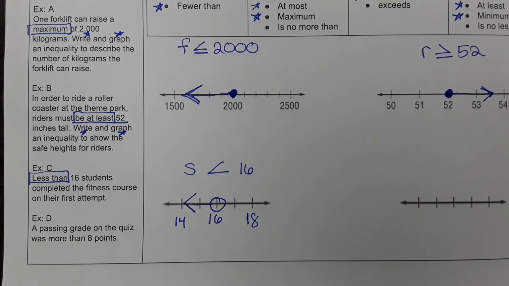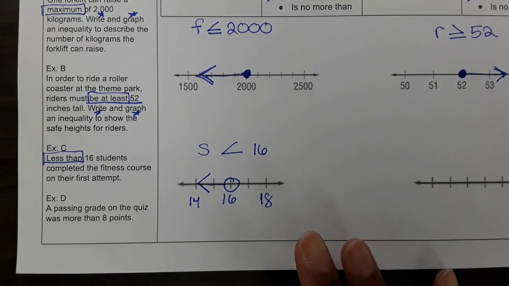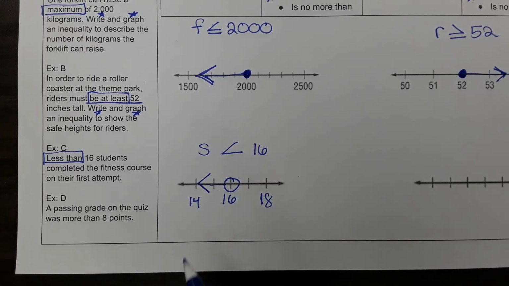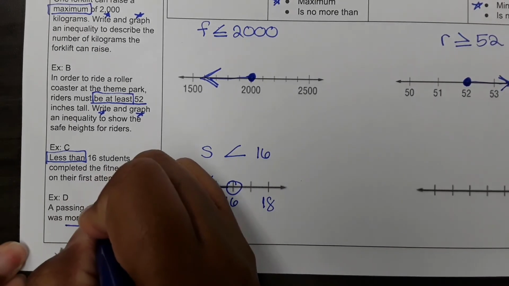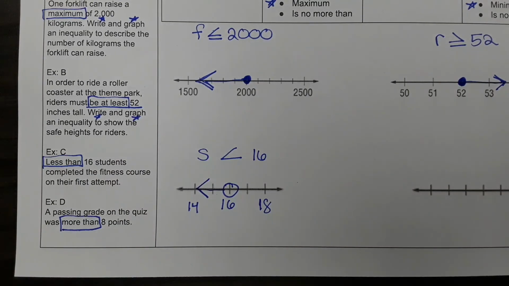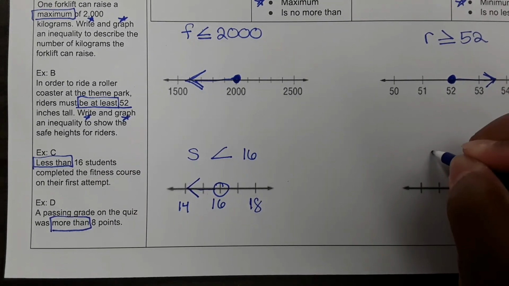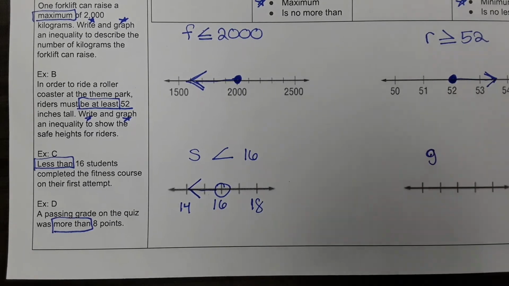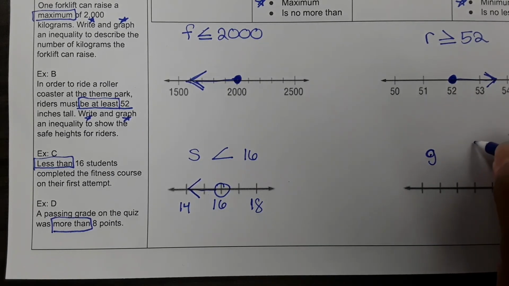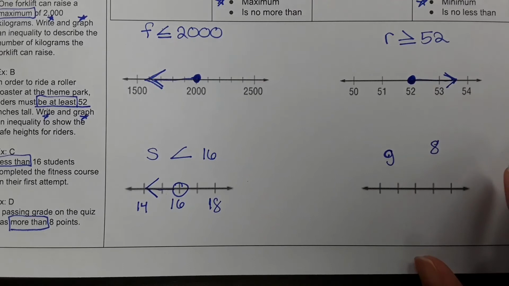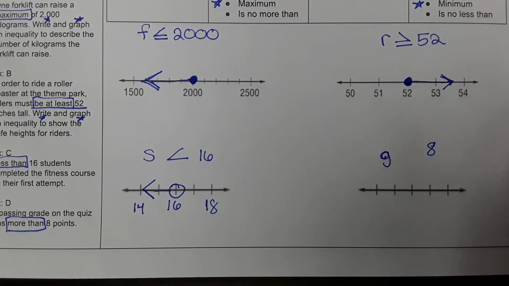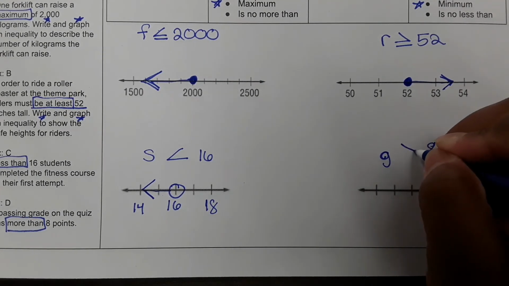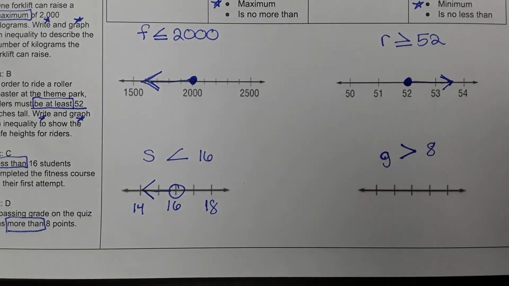And finally, last, but certainly not least, a passing grade on the quiz was more than, keywords here, more than 8 points. So we have the passing grade, so I'm just going to do G for passing grade. It's compared to 8, and our keyword was more than, which means G needs to be a bigger number than 8, but notice it doesn't say can be equal to, so it is going to be an open circle.